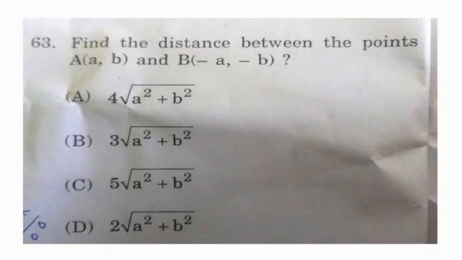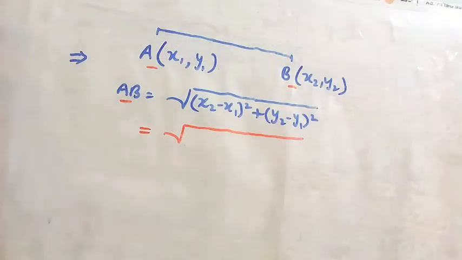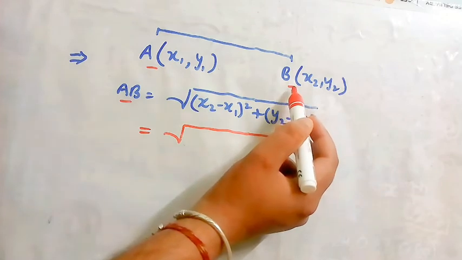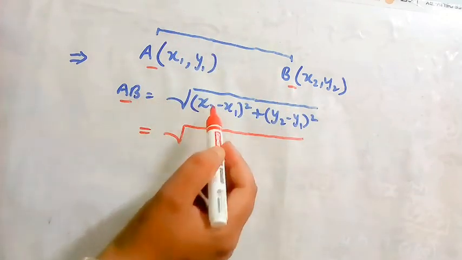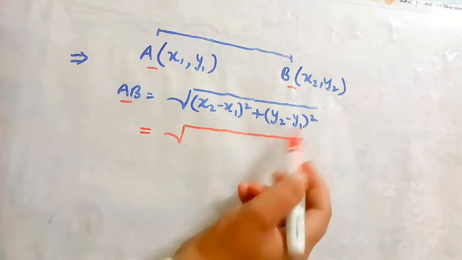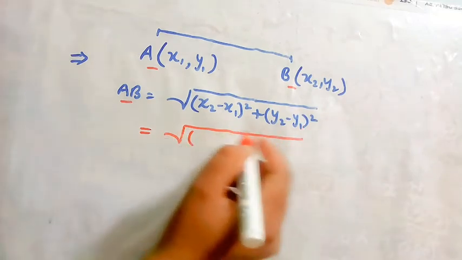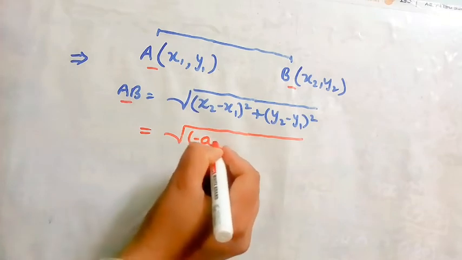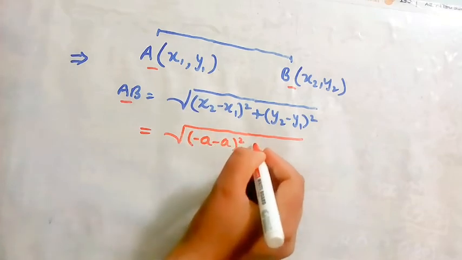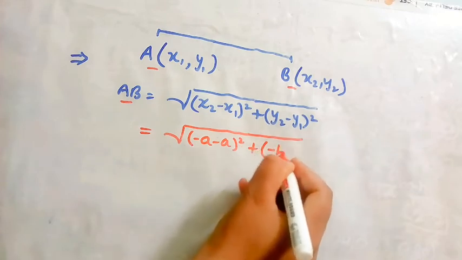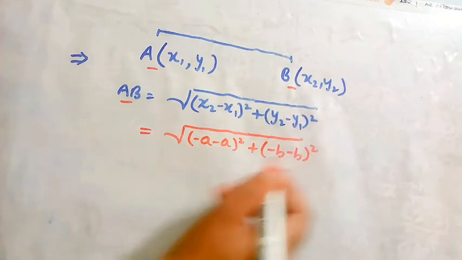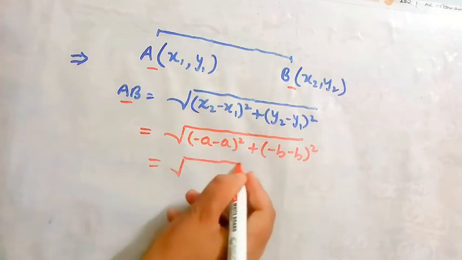So the next question is find the distance between the points A, B and B minus A, minus B. So here we have to use distance formula of 10th class, which is A (x1, y1) is the first point and B (x2, y2) is the second point. Then AB is square root of (x2 minus x1) whole square plus (y2 minus y1) whole square, which is equal to square root of (minus a) whole square. Replace the values, compare with your question, and (minus b) whole square and the whole square root.